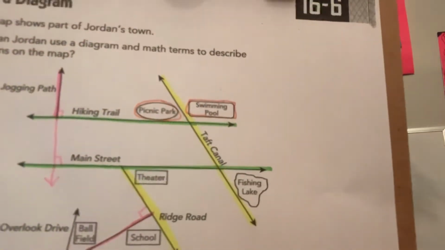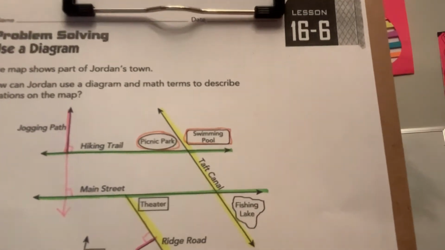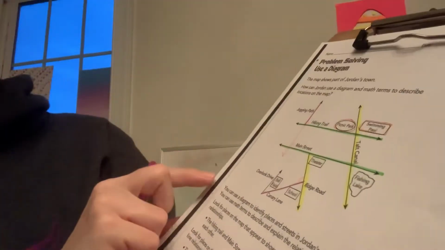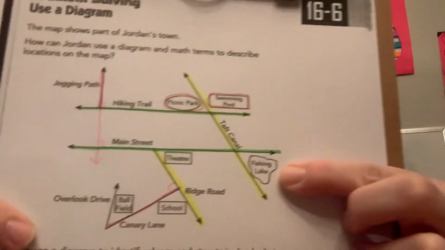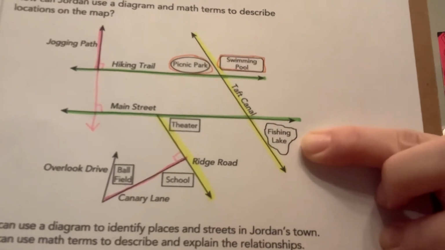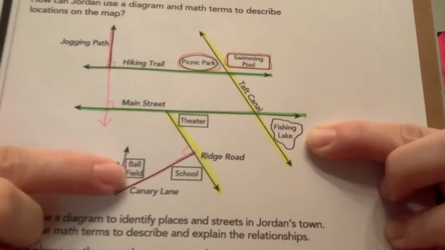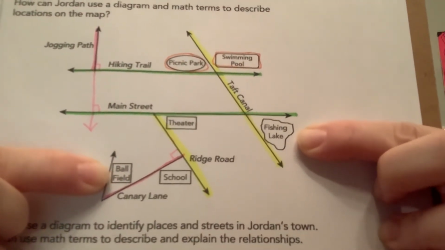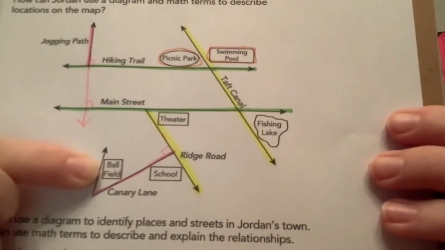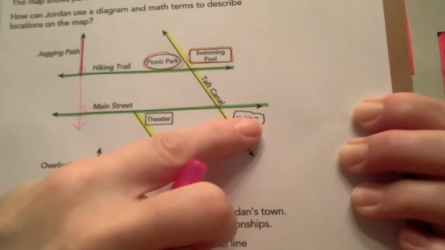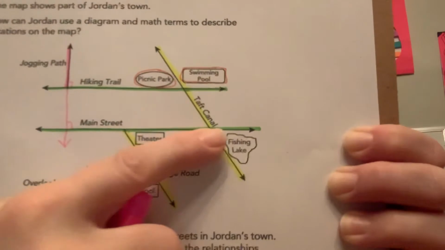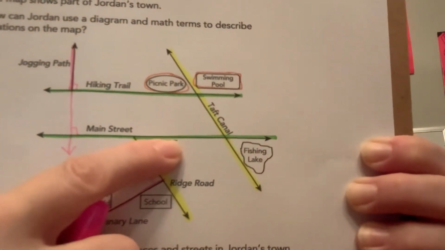Okay, so I'm going to try to do this backwards. We are starting at the fishing lake, which is right here, and you are trying to get to the ball field, which is all the way over here. So my description says head west on Main Street. So I'm at the fishing lake and I'm going to head west on Main Street. So follow my finger, I'm heading west on Main Street.